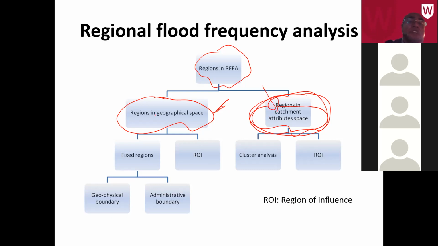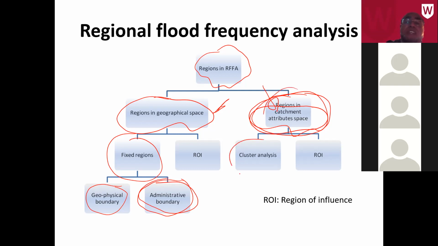Under fixed regions, we can have a fixed region based on geophysical boundary. Like we may say that all the catchments in the west of the Great Dividing Range are homogeneous, and all the catchments in the eastern side of the Great Dividing Range in New South Wales are homogeneous. Or all the catchments in New South Wales state are homogeneous, or all the catchments in Victoria. In ARR 1987, they used this to form the region. In the case of catchment attribute space, you can use cluster analysis, which I will discuss in another lecture. This is a statistical technique to divide the data into homogeneous groups.